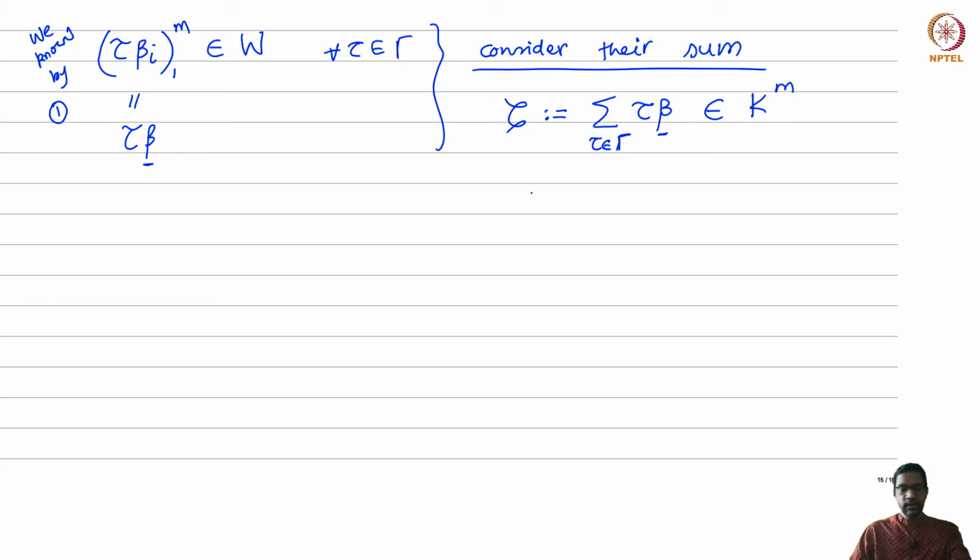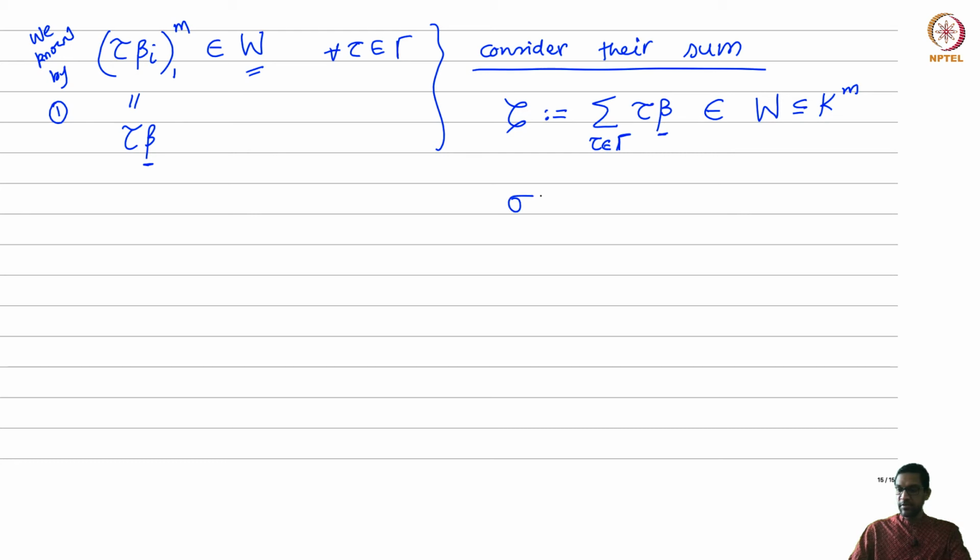The key property is that this is invariant under the action of sigma. So consider there is some zeta. Not only is it in K power m, it's actually in W. Okay, why? Because each of the tau betas is in W, so their sum is in W.